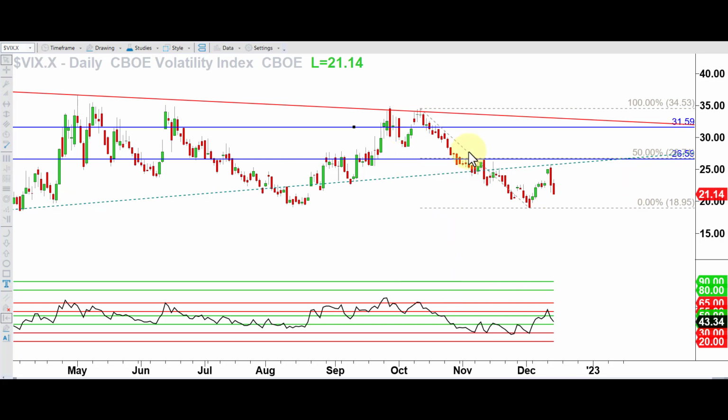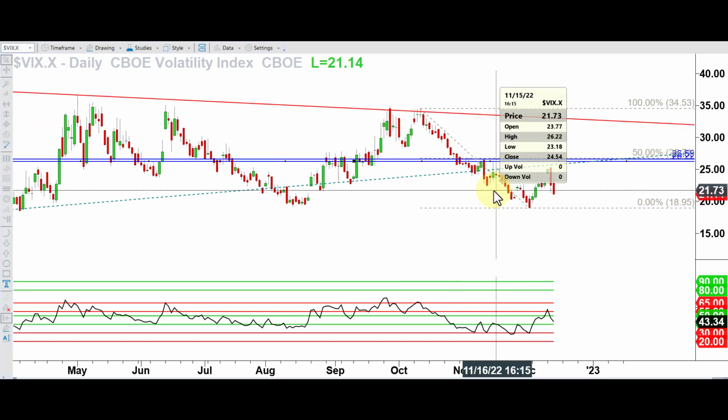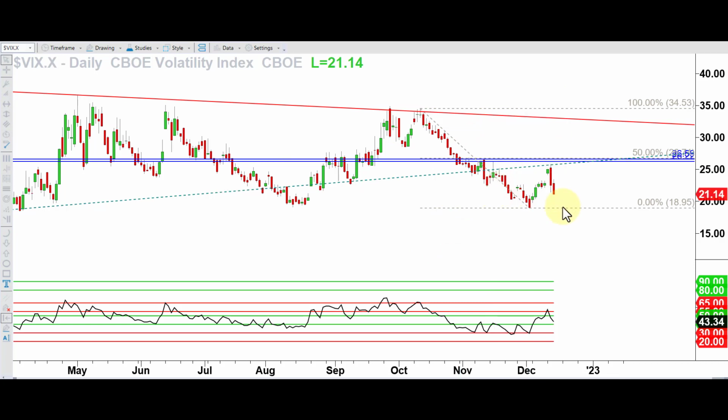There's also another level that was more recent, the November 15th high. So on top of the Fibonacci retracement or Gann retracement pointing to that 50% level, there's actual traded levels on the VIX that are suggesting that there is decent pressure on the VIX coming in on the price chart.